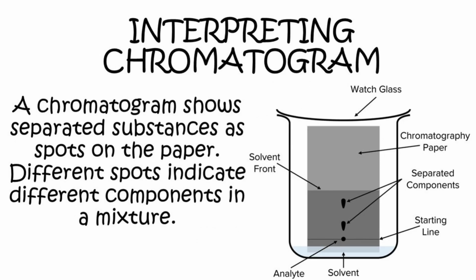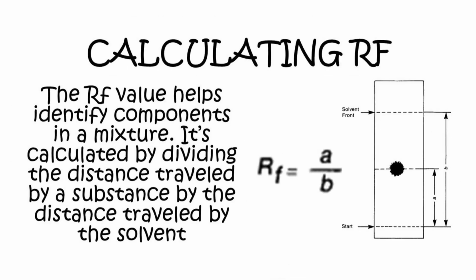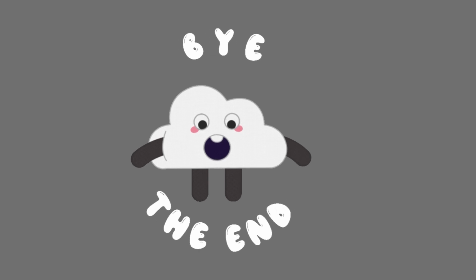Chromatography isn't just about pretty patterns. A chromatogram can tell us a lot about what's in a mixture. Each spot represents a different substance in the mixture. If two substances travel the same distance, they might be the same compound. By measuring how far a substance moves compared to the solvent front, we can calculate its RF value and compare it to known substances. And that's a wrap.